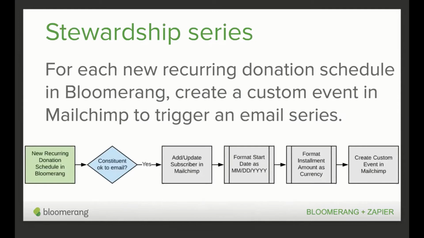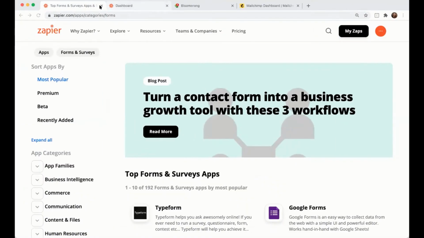So in our demo build we're going to do today, we're not only going to show you how to build this Zap or this workflow in Zapier, but also how you can use the customer journey functionality in Mailchimp to set up an automation for a multi-email stewardship series. So let's hop into Zapier and set up our Zap.